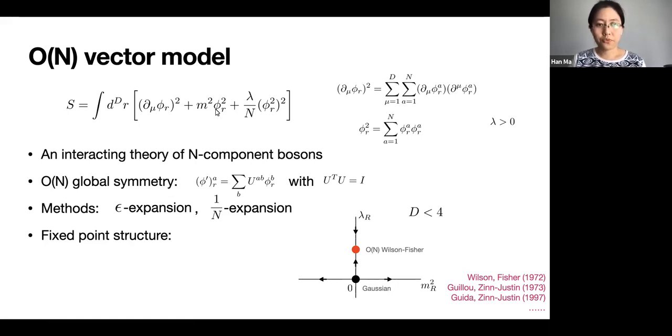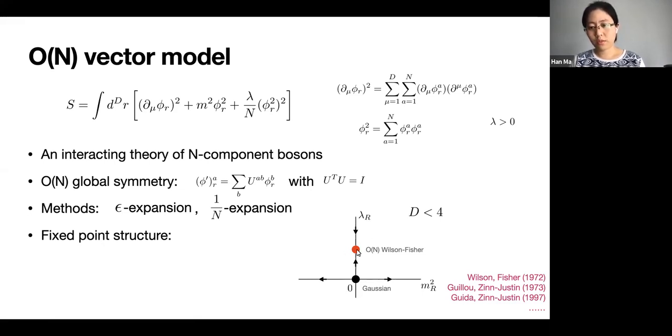So for a few decades, this theory was studied extensively by many methods. However, almost all the analytical methods are perturbative. They treat the interaction term as a perturbation. This means the interaction should be very small, such as the epsilon expansion, one over N expansion, and so on. Nevertheless, they give a good prediction for the fixed point structure.